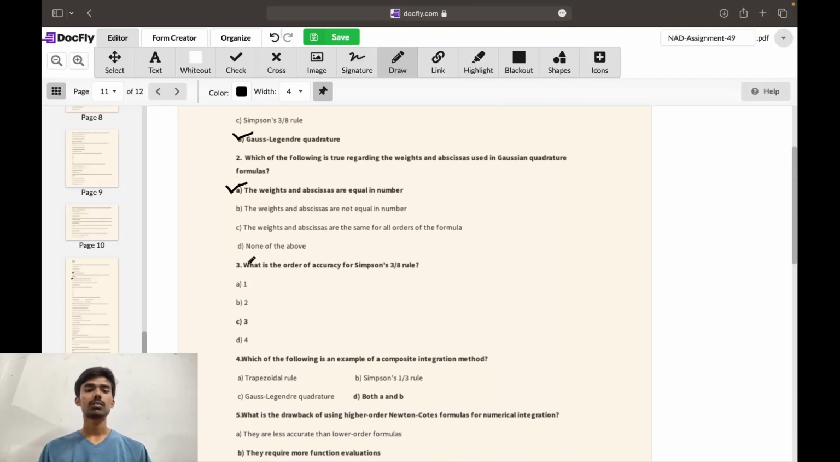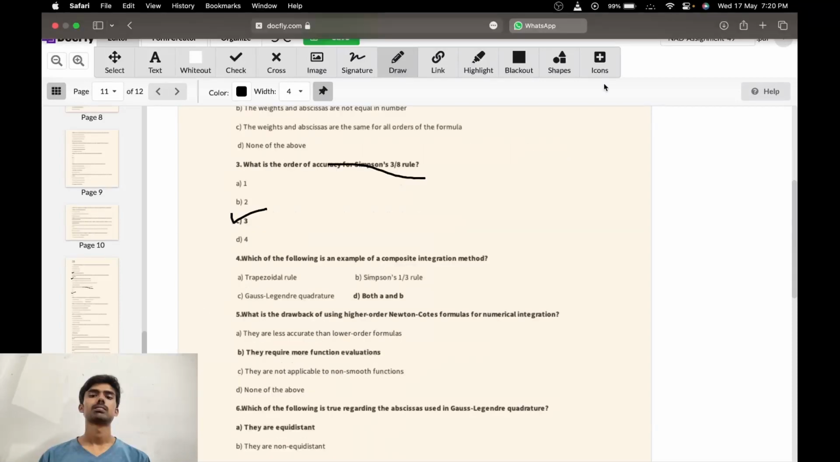For question number three, we have: what is the order of accuracy for Simpson's 3/8 rule? The options are like this: when 1 is put in Newton's Cotes formula, we gain the trapezoidal rule. Similarly, 2 is put to gain Simpson's 1/3 rule. So when we put 3, we get Simpson's 3/8 rule. So here option C is correct.